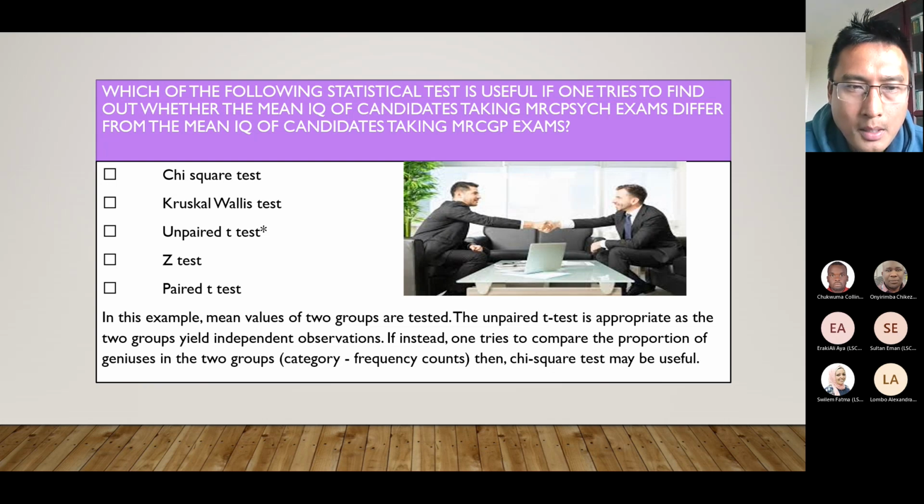But if they compare the same person taking the MRC exam, and if they fail and take the MRC exam again in 3 months, what would you use? Paired t-test. Okay. So is this clear to everyone? Yes. Okay, so let me skip this one.